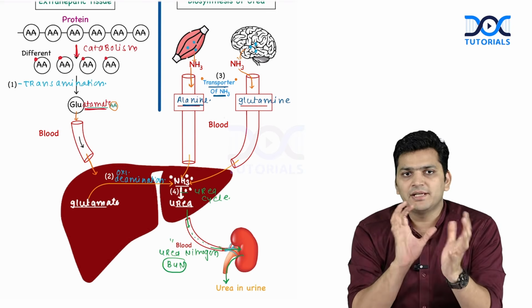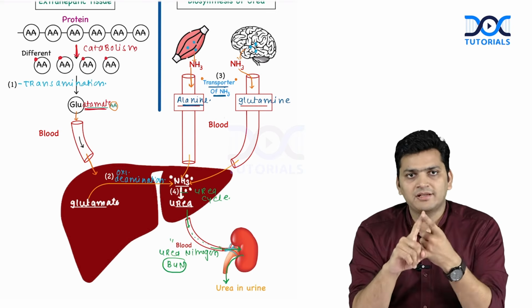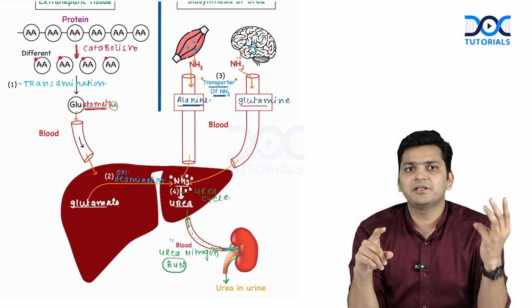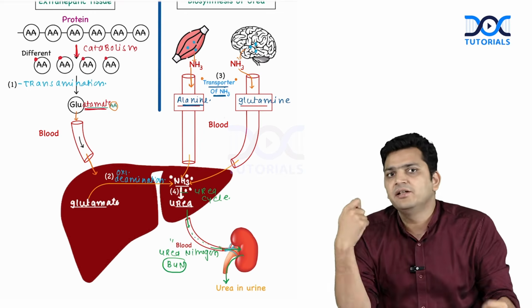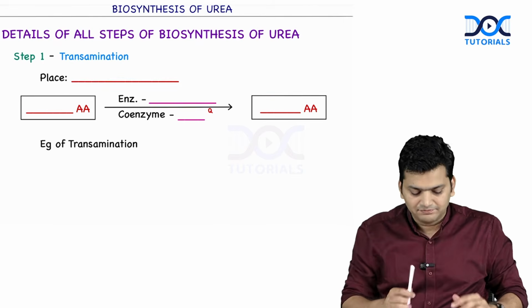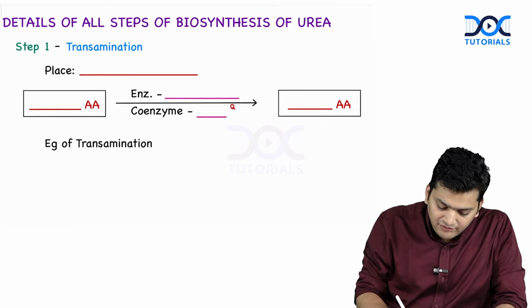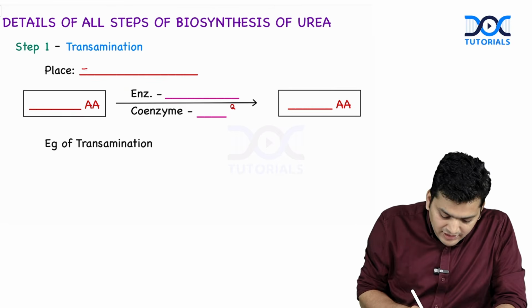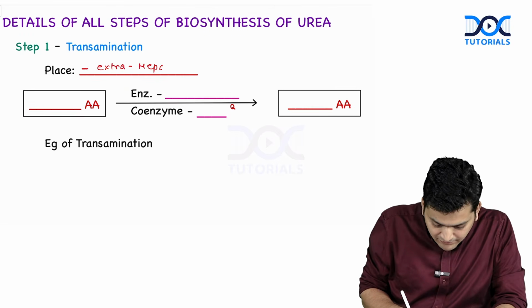So now we have a basic idea that there are going to be 4 stages or 4 steps: transamination, oxidative deamination, the transporters, and the urea cycle. Now we will discuss the details of each of them one by one, starting with the first one, transamination. I want some input from your side. When it comes to transamination, first tell me, where will it occur? Hepatic or extrahepatic? Yes, it is going to occur in extrahepatic tissue.